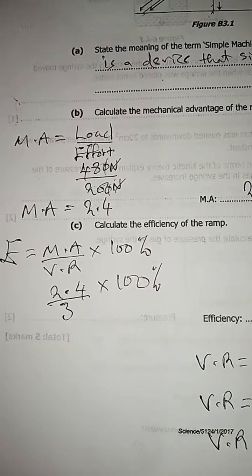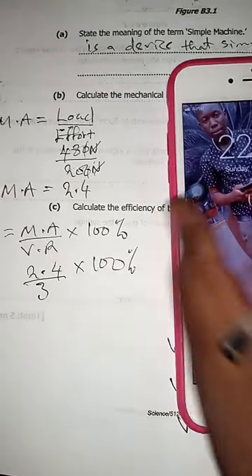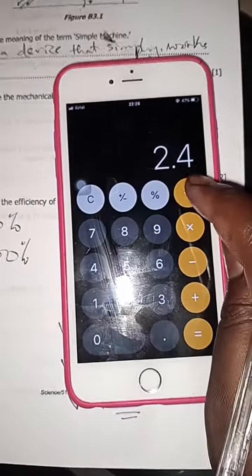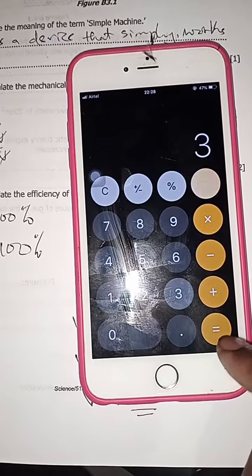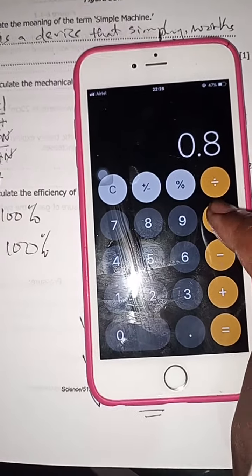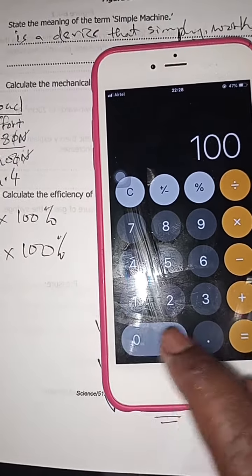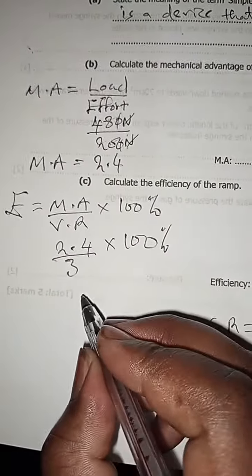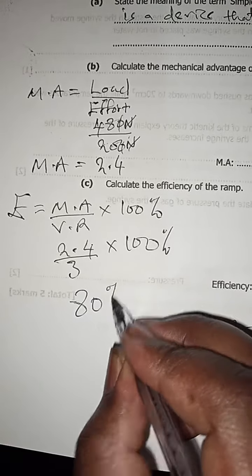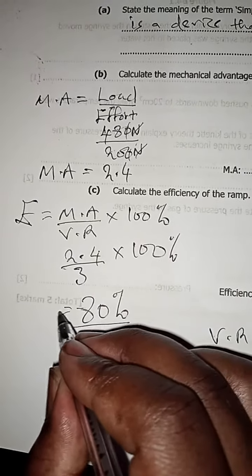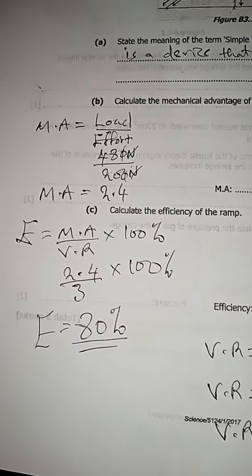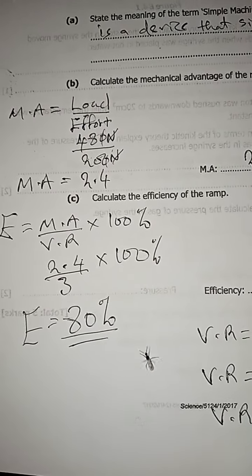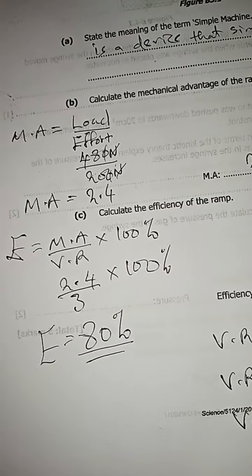So I need to divide 2.4 by 3. 2.4 divided by 3 is 0.8, times 100, that's 80%. So I get 80%. This is the efficiency.